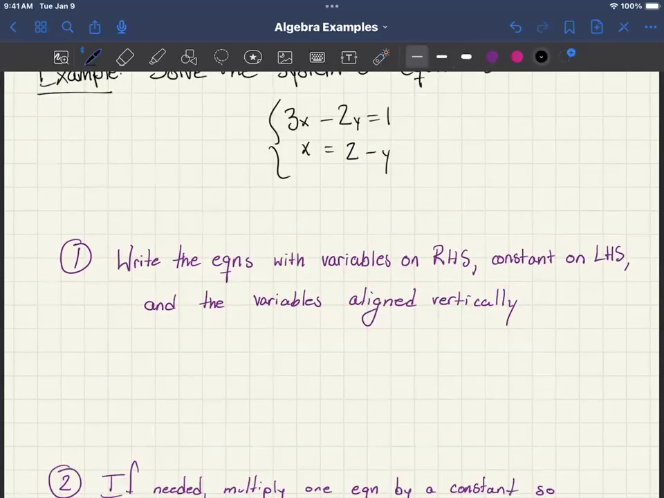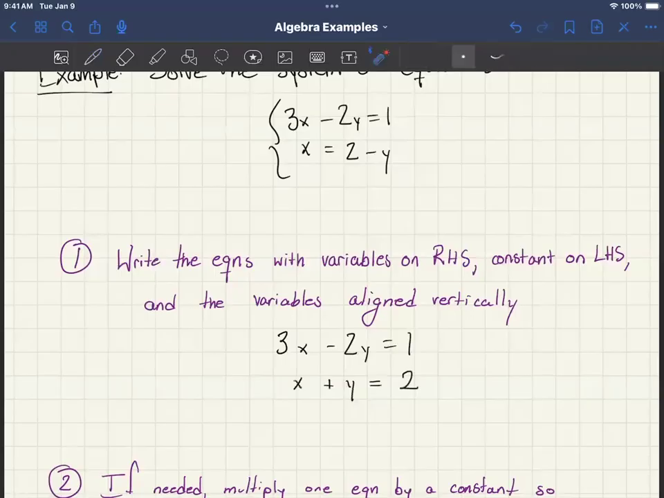First thing that we're going to do is write the equations. EQNS is how I abbreviate equations, with variables on the left-hand side and the constant on the right-hand side. Okay, so our first equation is already set up nicely that way. Our second equation, however, is not. We have a y on the right-hand side of the equation, so let's add that y to both sides to give us x plus y is equal to 2.